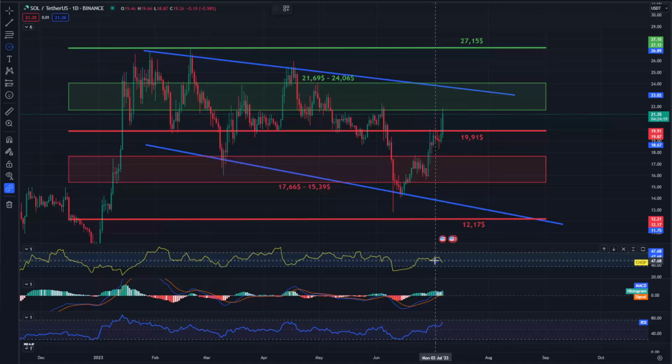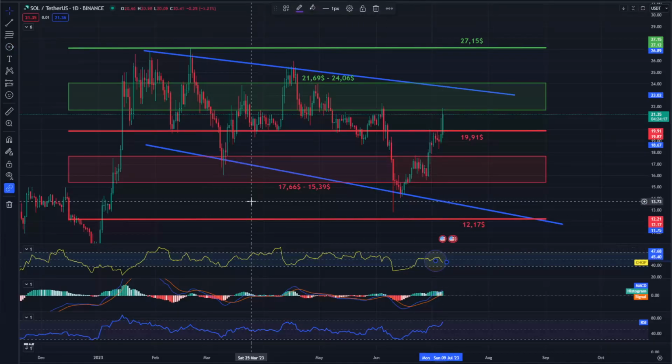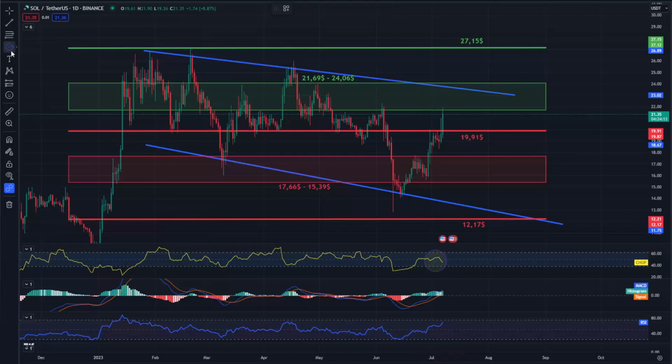Please take a look at the CHOP index. We see that most of the energy has been used in the current uptrend. The MACD confirms the ongoing uptrend, while the RSI has a clear uptrend which could give the price a correction in the coming time.